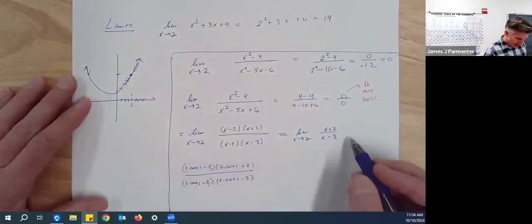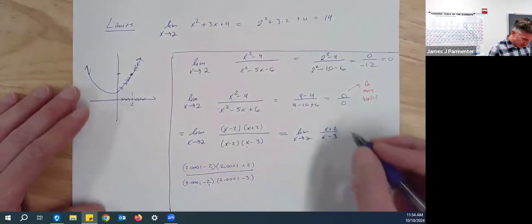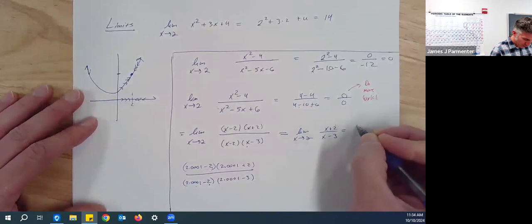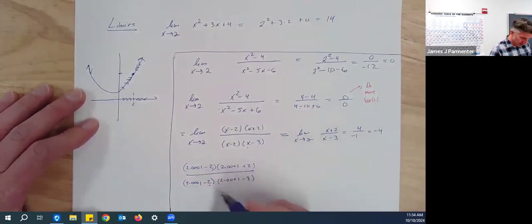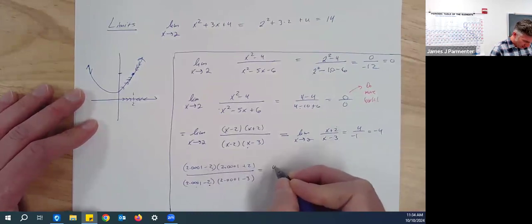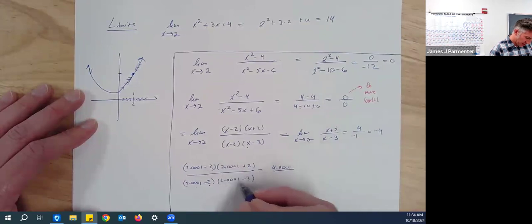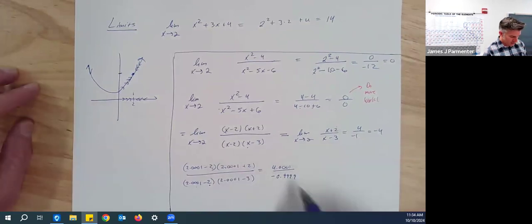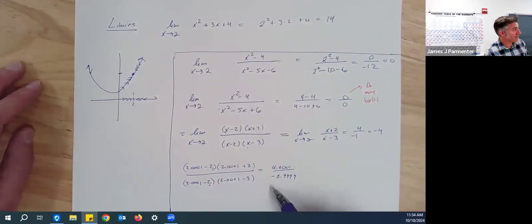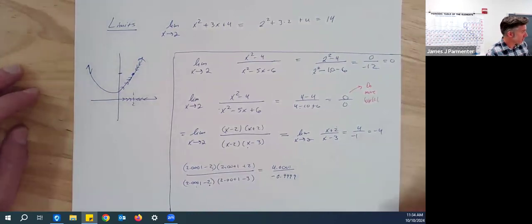So here we're going to get x plus 2 divided by x minus 3, and then we can plug in 2 and get 4 divided by negative 1, which is negative 4, which is what this was going to get really close to, right? This is going to be 4.0001 divided by 2.0001 minus 3, which is negative 0.9999. Almost 4 divided by almost negative 1 is almost negative 4. So it makes sense that the limit's going to be negative 4.